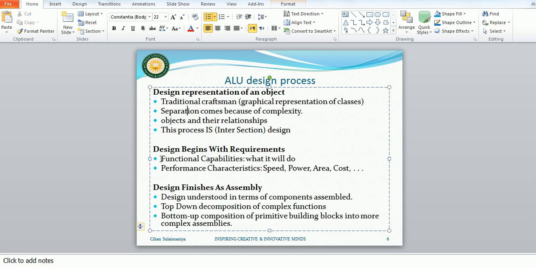We are not going to practice this one and this one, especially the design finish assembly. We are going to see it after applying the software program called VHDL, which, as I told you, we are not going to practice as undergraduate study. This is for master or PhD study. So I'm going to start by giving you an example about design representation of an object.